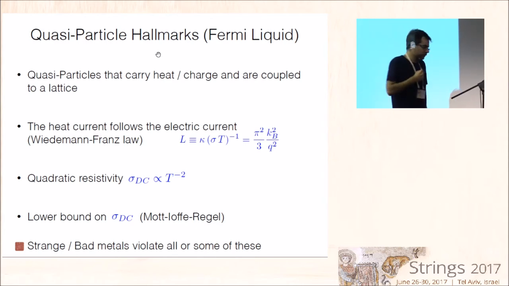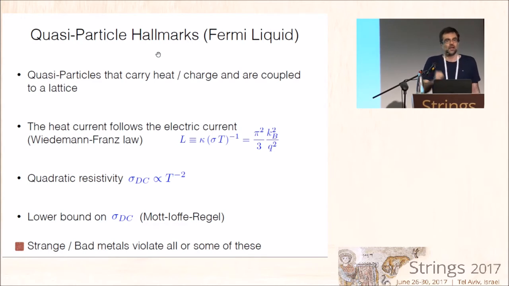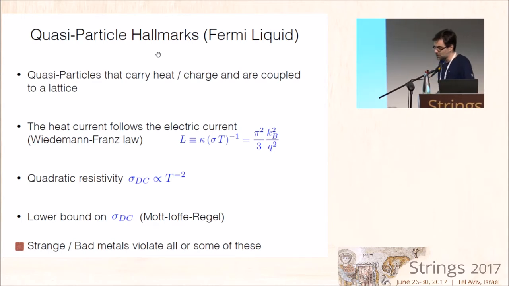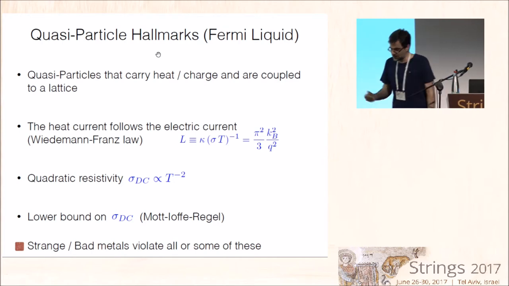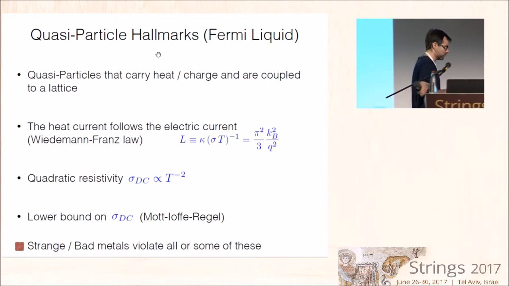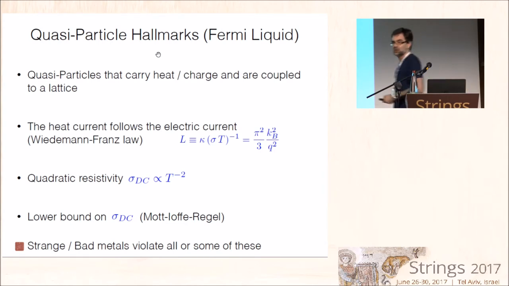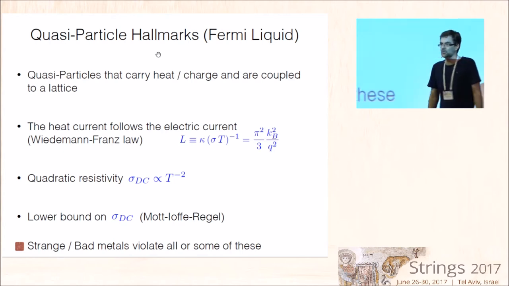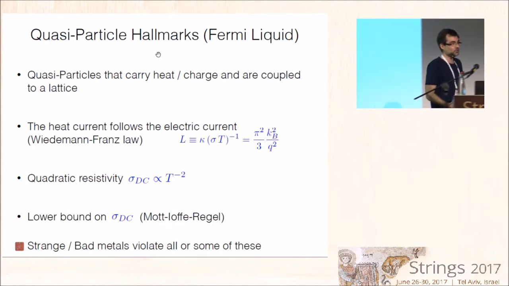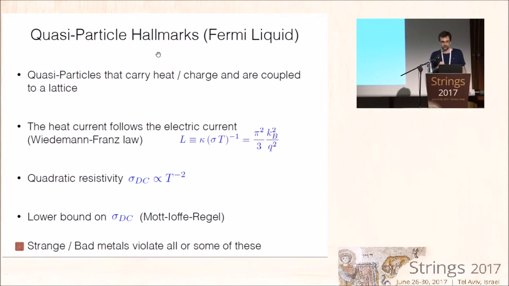So the hallmark of the Fermi liquid is long-lived quasi-particle excitations, which carry heat equally good as they carry charge. And this immediately puts a constraint on transport, right? So it is the same degrees of freedom that carry charge and heat. And this immediately tells you that the thermal conductivity and the electric conductivity are locked on to each other. And for this very simple reason, there is a law which is verified experimentally in condensed matter physics at low temperatures, which is called the Wiedemann-Franz law. So if I take the ratio of kappa over sigma T, I'm finding a temperature-independent number.